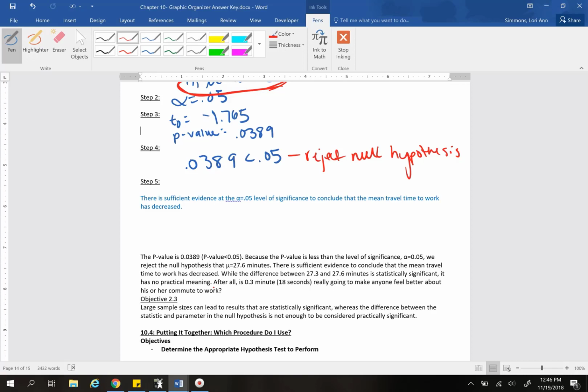You might be thinking, oh yes, I only travel 5 minutes, but remember, this person's going about a half hour long. So when you're driving 30 minutes or 27.6 minutes, 18 seconds is really not going to be that big of a factor. Large sample size can lead to results that are statistically significant, whereas the difference between the statistic and parameter in the null hypothesis is not enough to be considered practically significant. That is the end of this.